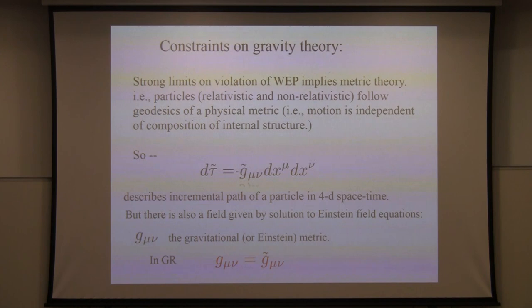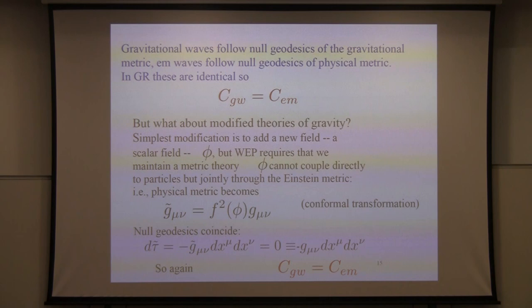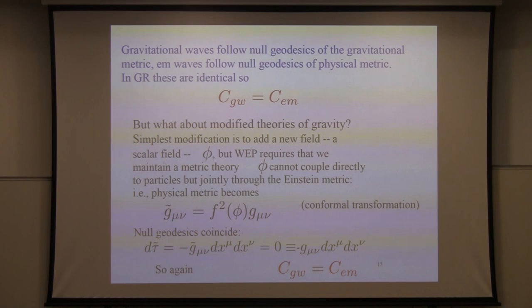Now, gravitational waves, of course, follow null geodesics of the gravitational metric. And electromagnetic waves follow null geodesics of the physical metric. In general relativity, these are identical. So the velocity of gravitational waves is equal to the velocity of light, the velocity of electromagnetic radiation. But what about modified theories of gravity? Well, the simplest modification is, as we've done, to add a scalar field. But then the weak equivalence principle requires that we maintain a metric theory.